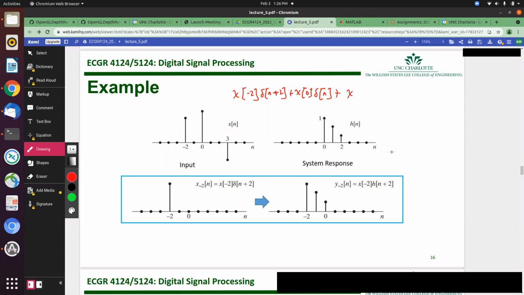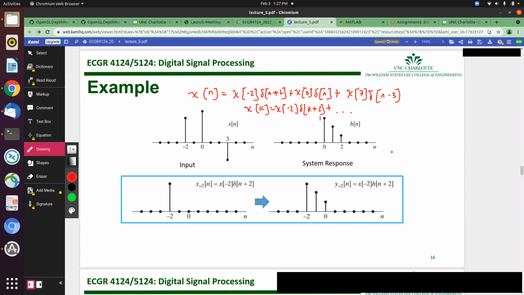So now there's a value at 3. So x of 3 is the magnitude of the function at that index, and we multiply that by delta of n minus 3. So this is how we might write that function x of n. That's how it's written mathematically. And if we were to plug that x of n in as an x of k, x of k would look like x of minus 2 times delta of k plus 2. It's just a k wherever there was an n.